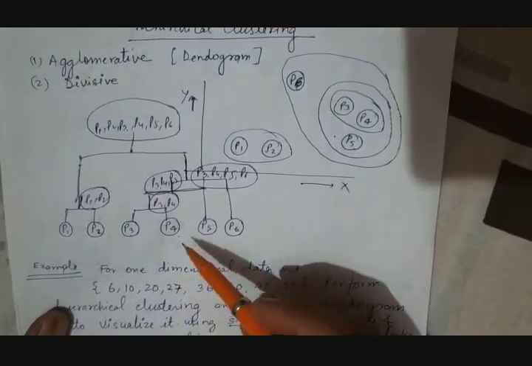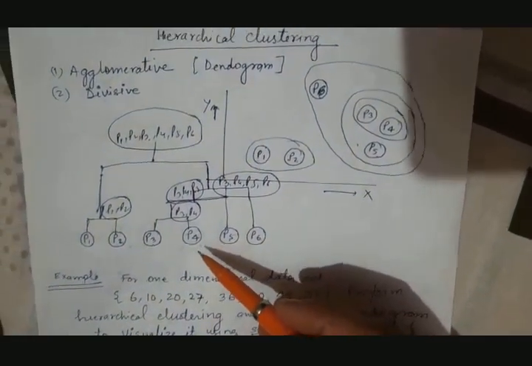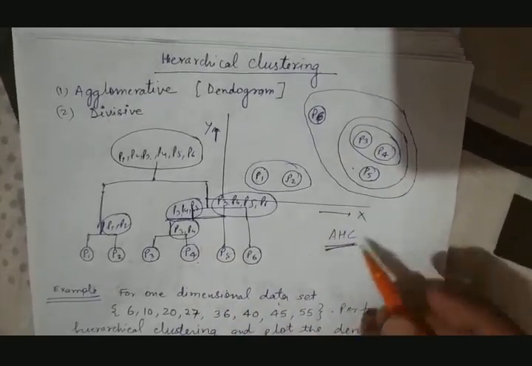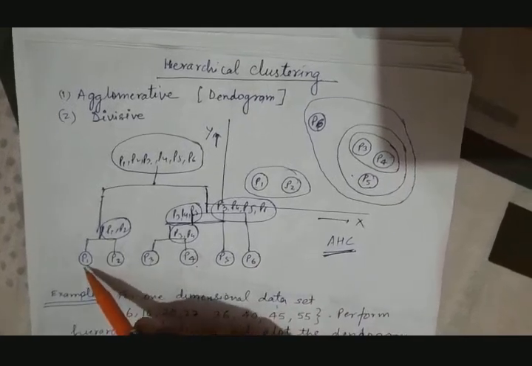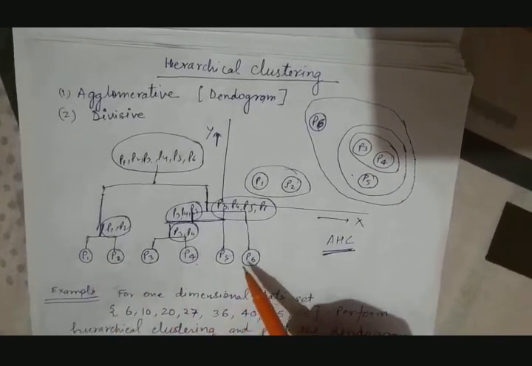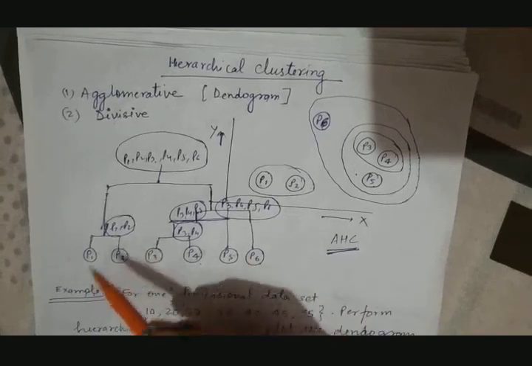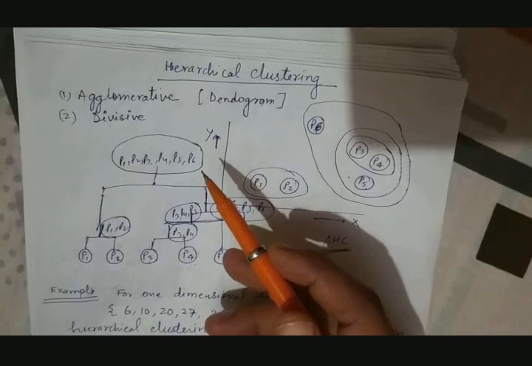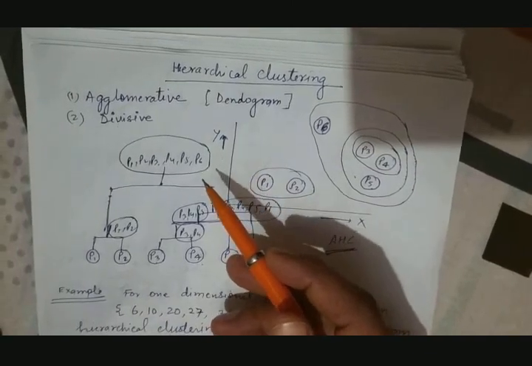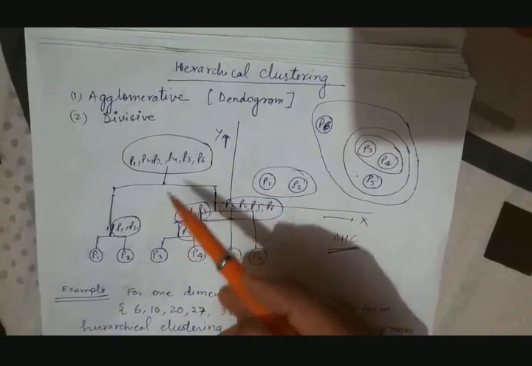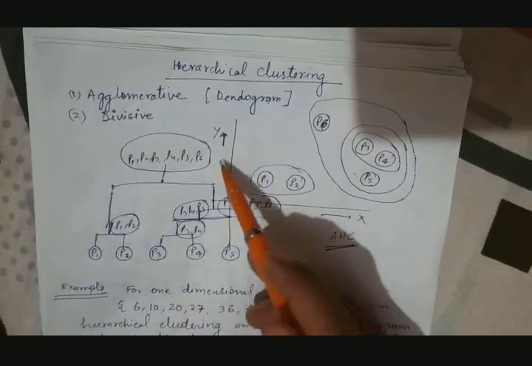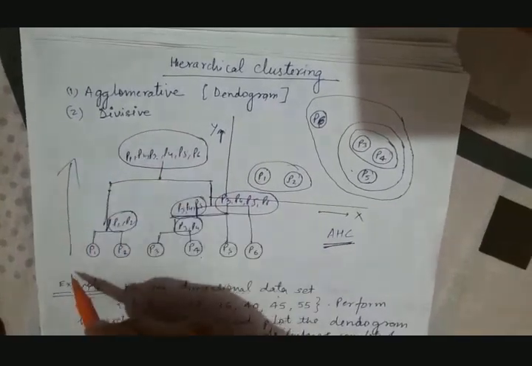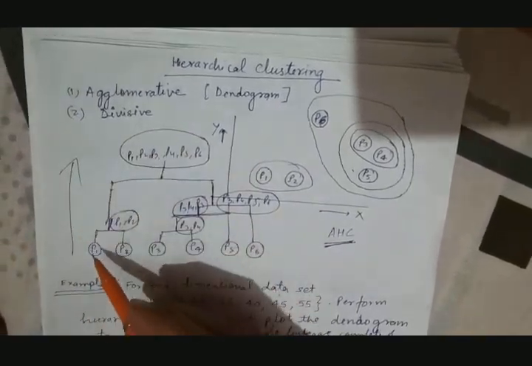So just see here, what we do in agglomerative hierarchical clustering, AHC. We start by treating each individual data point as a cluster. Then, by the distance property, we combine the two nearest clusters into a single cluster, till we get a single largest cluster which will keep all the data points. So this is the bottom-up approach. This is the agglomerative approach.